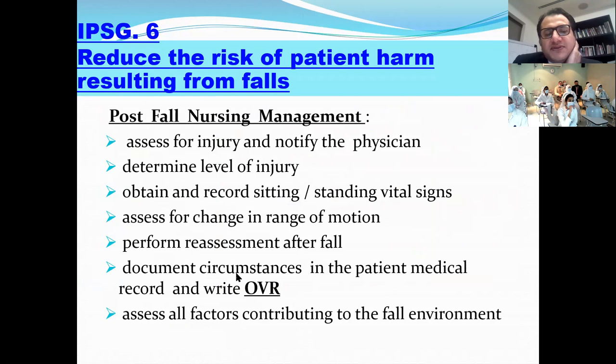God forbid, in case the patient falls, what should I do? You will report it as an OVR. You will fill all the points from A to Z, as yesterday we spoke about the OVR system. Don't let it go, because this patient might come later to your facility and say, guys, I fell in your hospital, and you should now cover my cost of treatment. They could blame you in this way. That's why you don't leave any patient who fell from your unit unless you are sure you did the proper management, from stabilization to treatment and investigation.